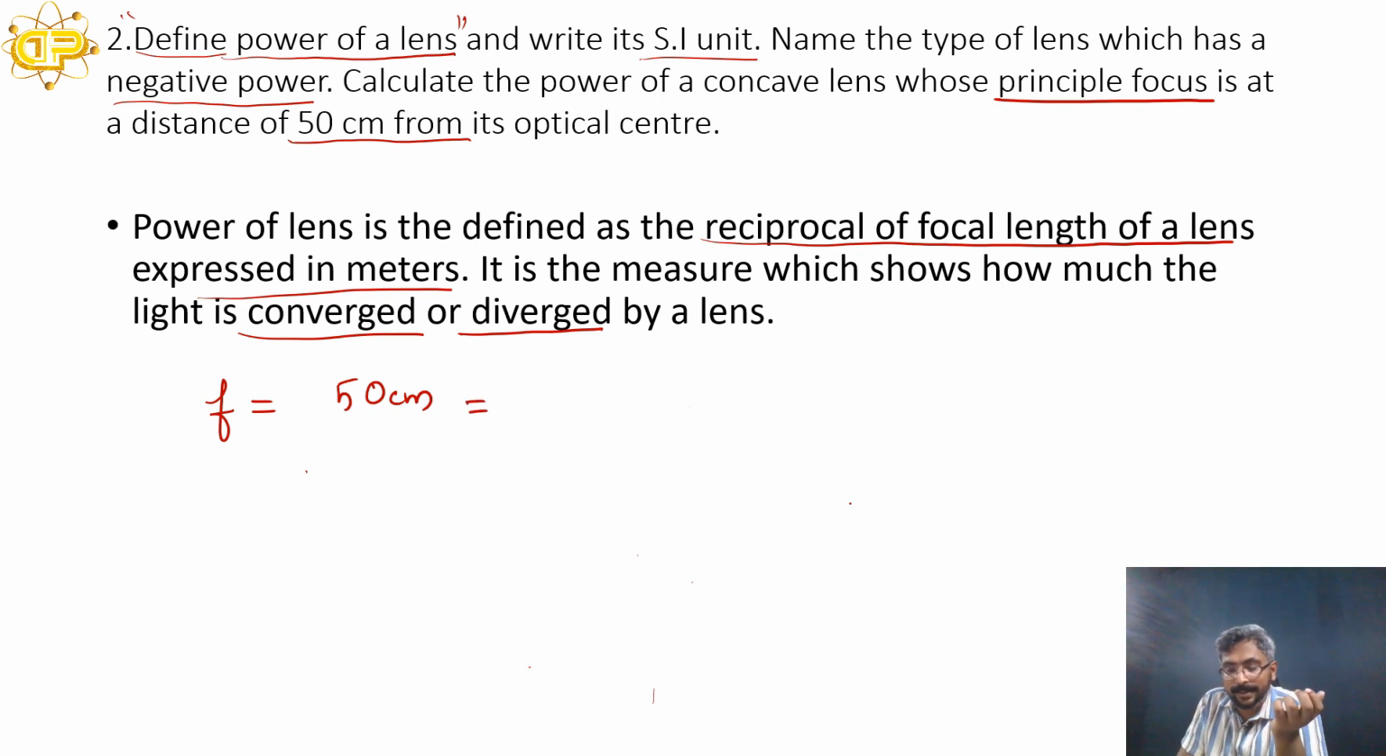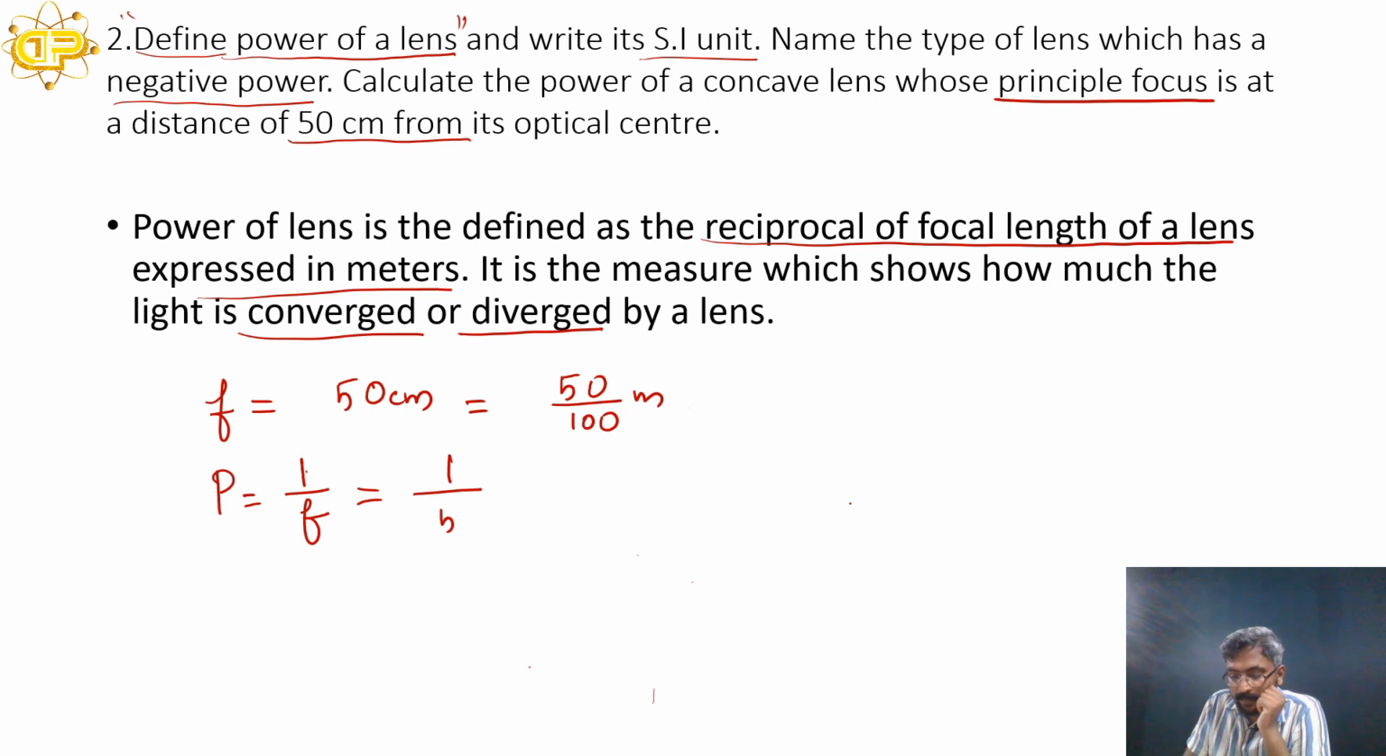How can you write the 50 centimeter in meters? So it is 50 divided by 100. I'm just keeping it like that, in meters. And now, what is the power? Power is equal to 1 by f, right? That is equal to 1 by 50 by 100. Why? Because it should be expressed in meters, by the definition. So from there you can see it is 100 by 50, and that is equal to 2 diopter.